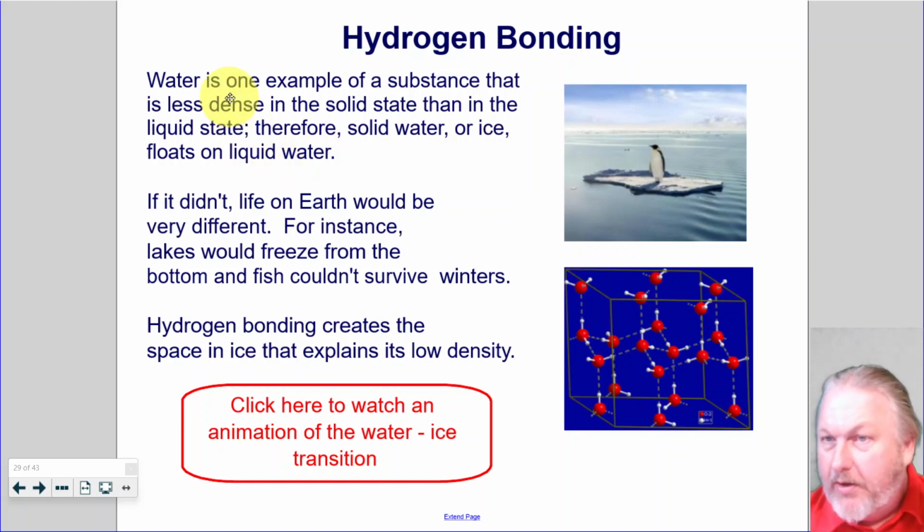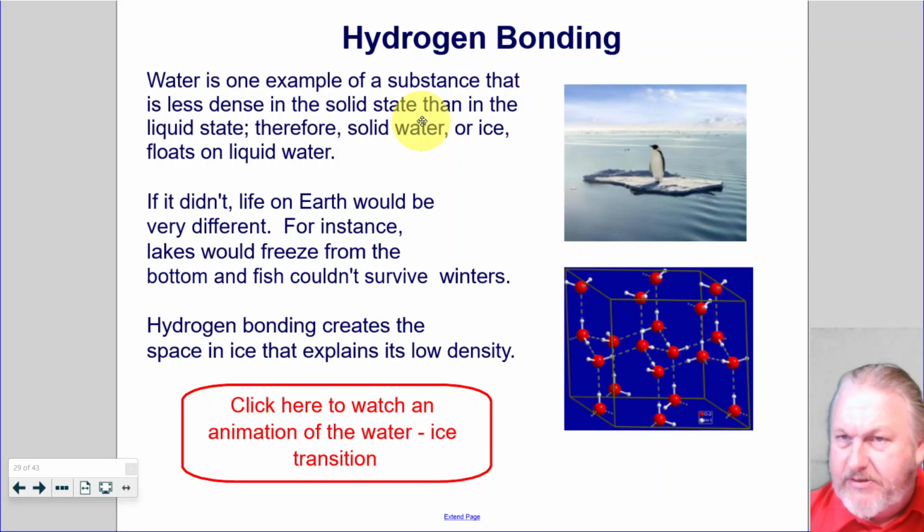All right, so water is one example of a substance that is less dense in the solid state than in the liquid state. There are not very many. Usually the solid is more dense than the liquid. That's good, right? Because ice will float on liquid water. If it didn't, there would be a different life on Earth, because the lakes and ponds and oceans would freeze from the bottom and the fish could not survive the winters.